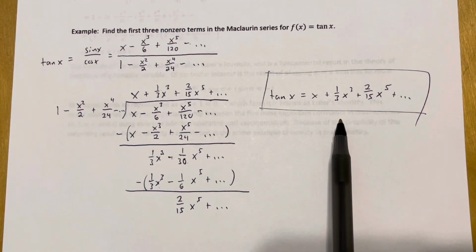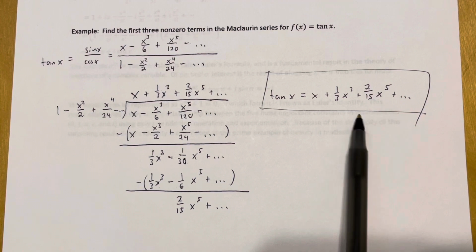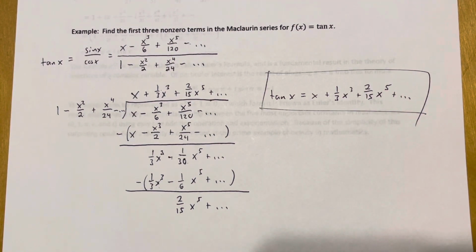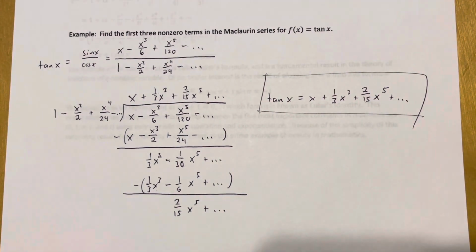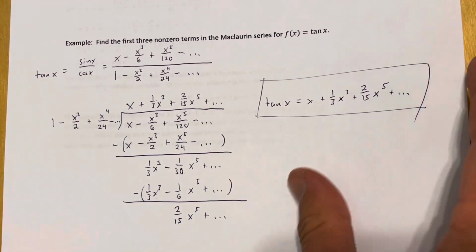I'm not going to prove that tangent of x equals its Maclaurin series using Taylor's inequality, because like I said, we just did that for a couple of examples, and then you can kind of work out the other ones. But these two things are in fact equal to each other. So there is yet another Maclaurin series that we can use.